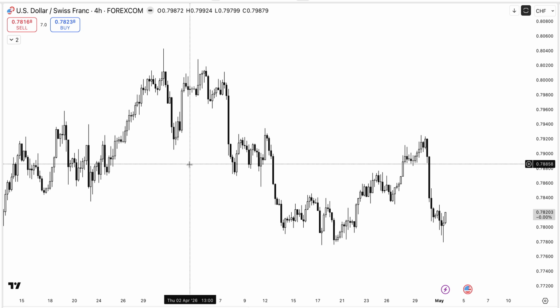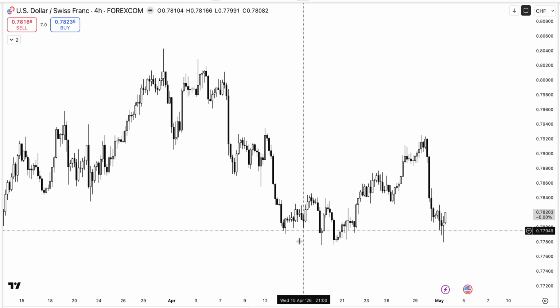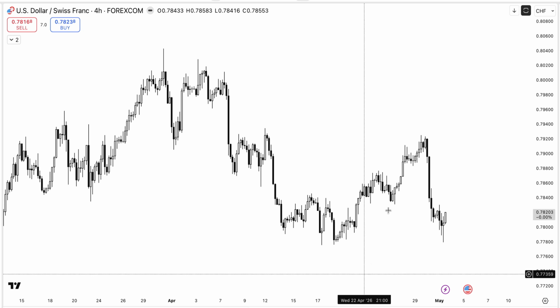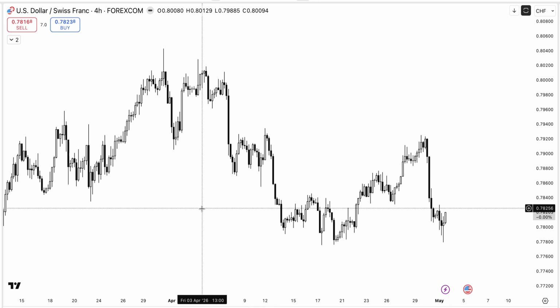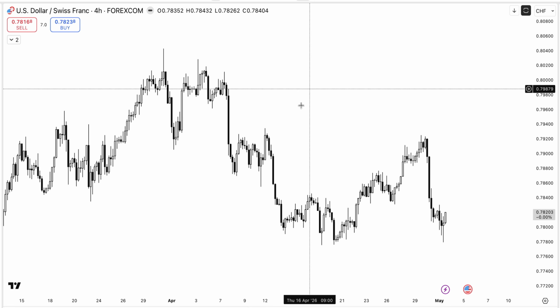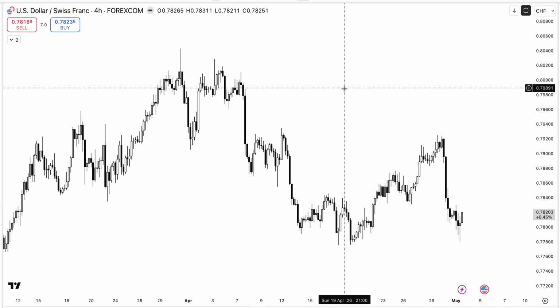First and foremost, you want to ask yourself, what am I expecting? Are we bearish or are we bullish? And how do you know that? You can know that through the higher time frame, right?